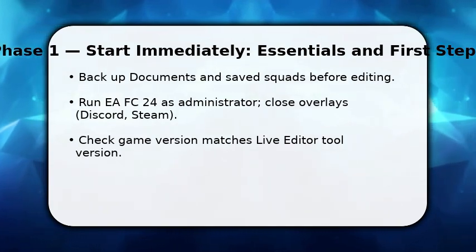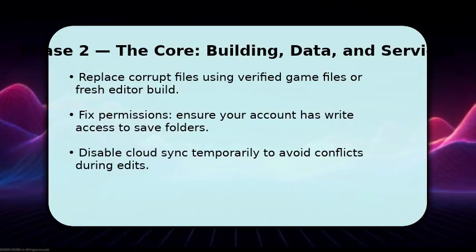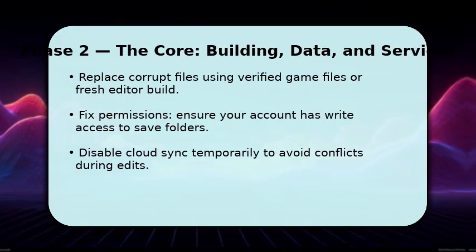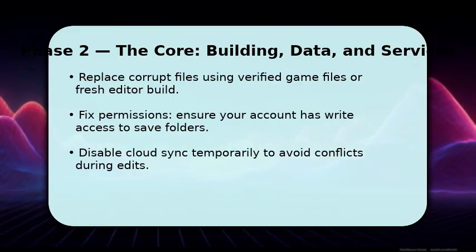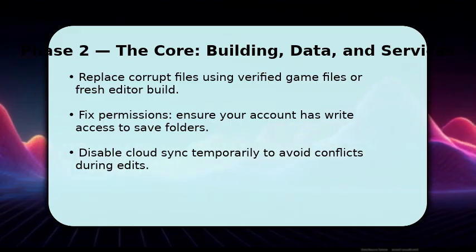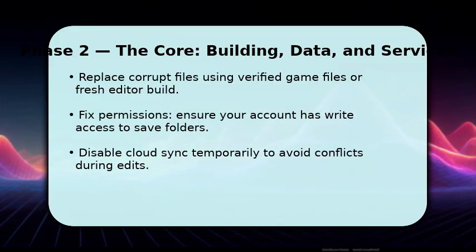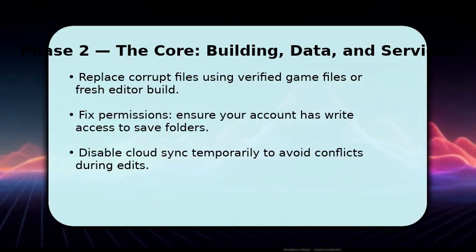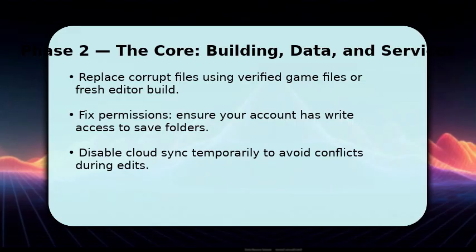You now focus on the middle steps to fix file and permission problems. First, verify and replace corrupt game files, or reinstall the live editor build if you see missing components. Next, make sure your user account has the right permissions to the save and documents folders, change ownership, or grant full control if required. Also, disable Cloud Sync temporarily so edits don't conflict or get overwritten. This avoids version mismatches. Once these are stable, test a small edit to confirm the editor writes changes correctly.